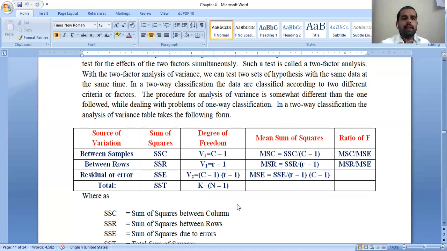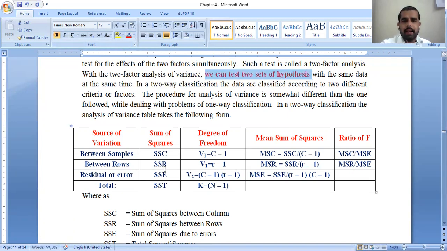In this two-way classification analysis of variance also, we have to interpret all the numerical values in this table. At the end, the ratio of F we have to do. Again, here there are two sets of hypotheses. Observe carefully. In one-way classification, we write only one conclusion, but in two-way classification, we have to write two conclusions. We can test two sets of hypotheses.